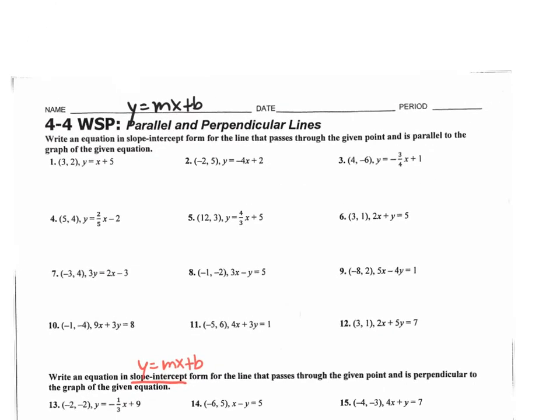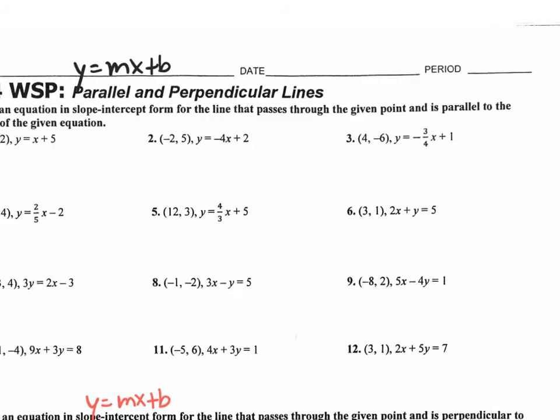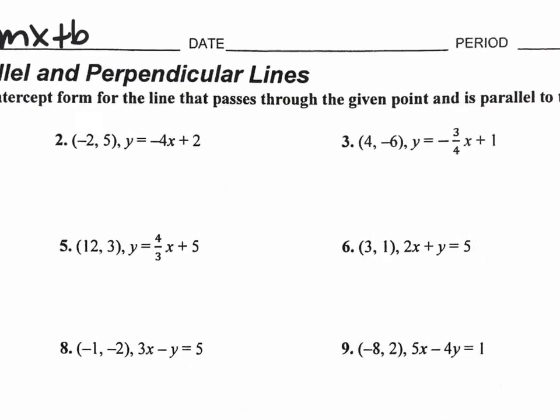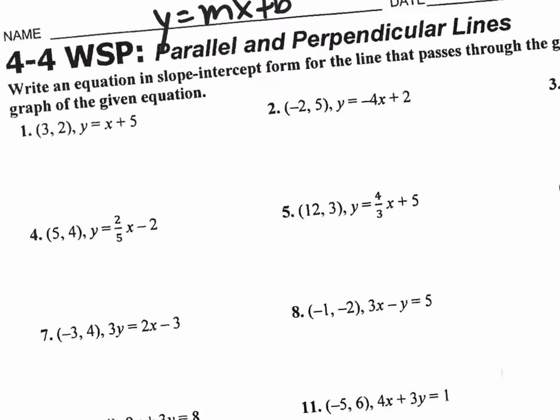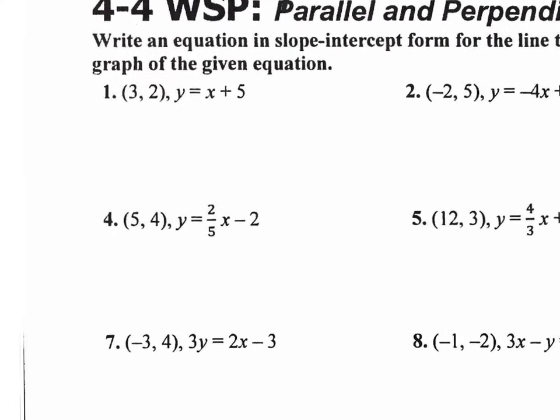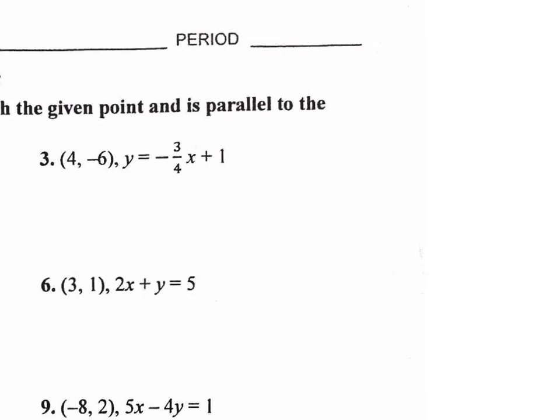But let's go to the top again. On top, it says write in slope-intercept form for the line that passes through the given point. So they give you a point and is parallel to the graph of the given equation. First of all, we need to know what parallel means. What does parallel mean? Parallel means same what? Same slope, same m value.